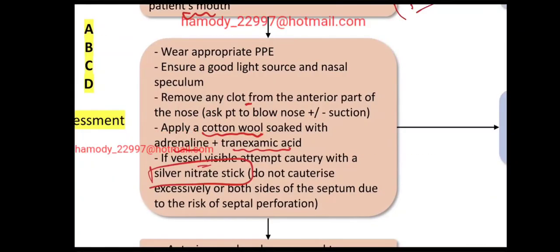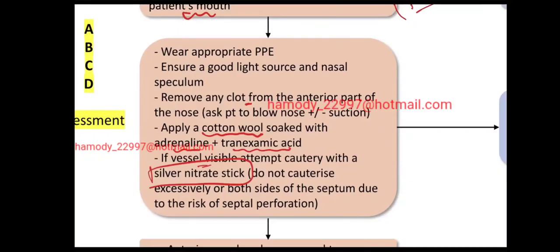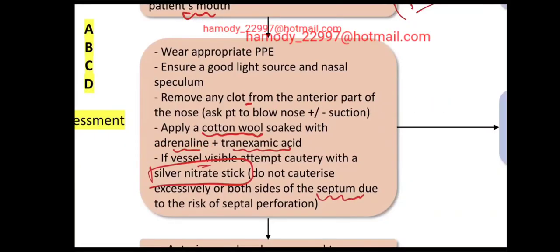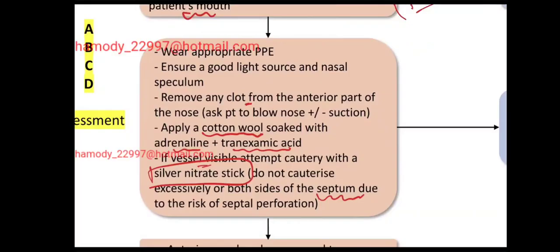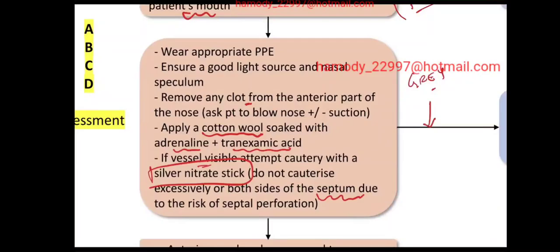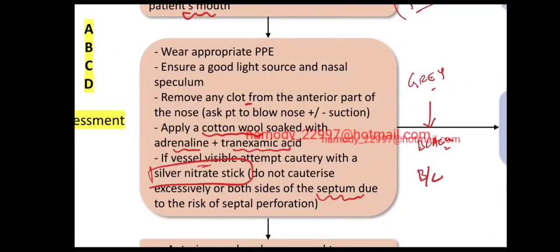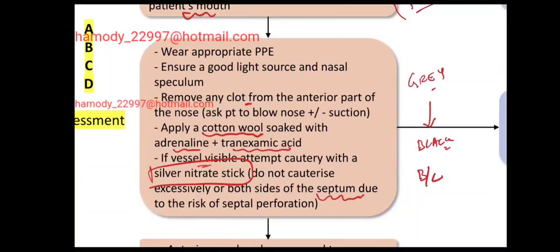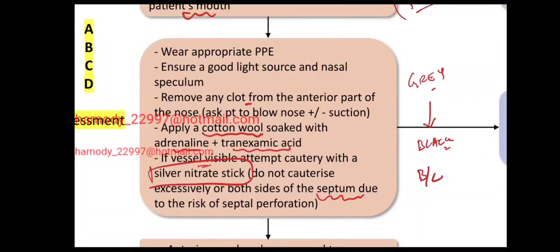When you're doing a chemical cauterization, be very careful. You can cause septal perforation. If you cauterize more, you can cause septal perforation. It is recommended that you cauterize till it appears gray in color. Do not cauterize till it appears black in color. Do not cauterize on both sides of the nasal septum. It can cause perforation. Important, tested previously in the exam.